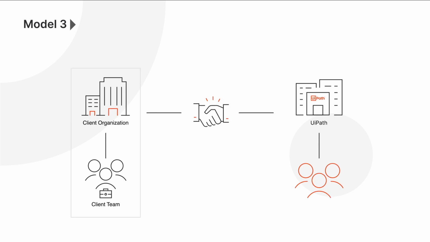In the third model, the client organization obtains both the licenses and the implementation services from UiPath. In this scenario, the UiPath Professional Services team sets up an implementation team to provide the required services.